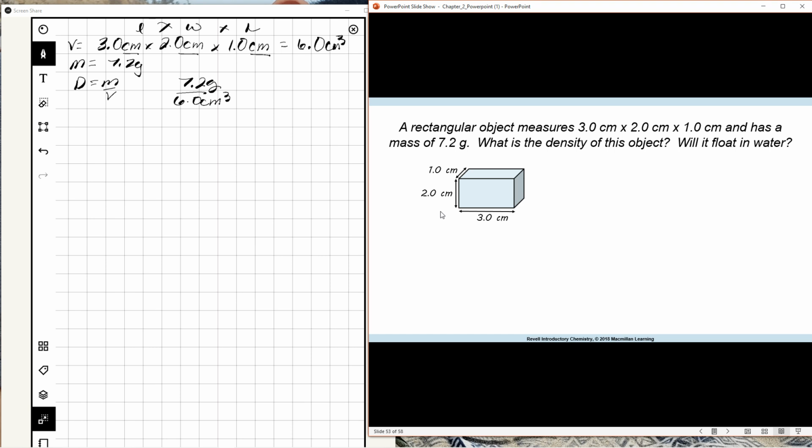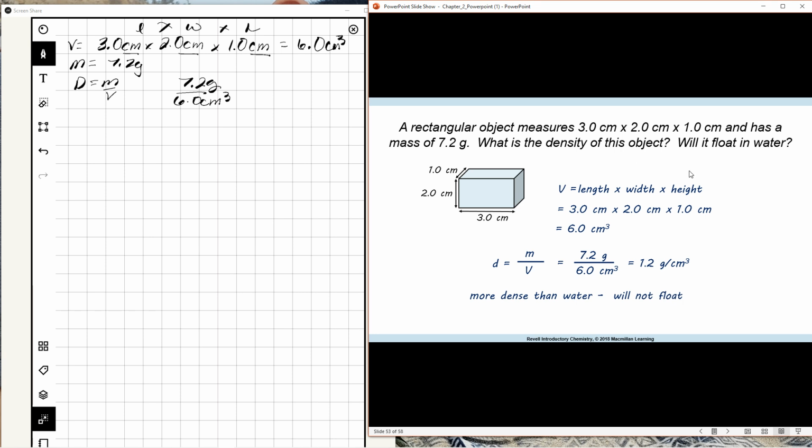I want you guys to go ahead and do this, calculate, and see what your final answer is, and put it in the correct number of significant figures. Pause. See if you did it. All right, let's check. 1.2 grams per centimeter cubed, right? Is it two significant digits? Yes. Two sig figs, and two sig figs. So your answer should be in two significant digits.